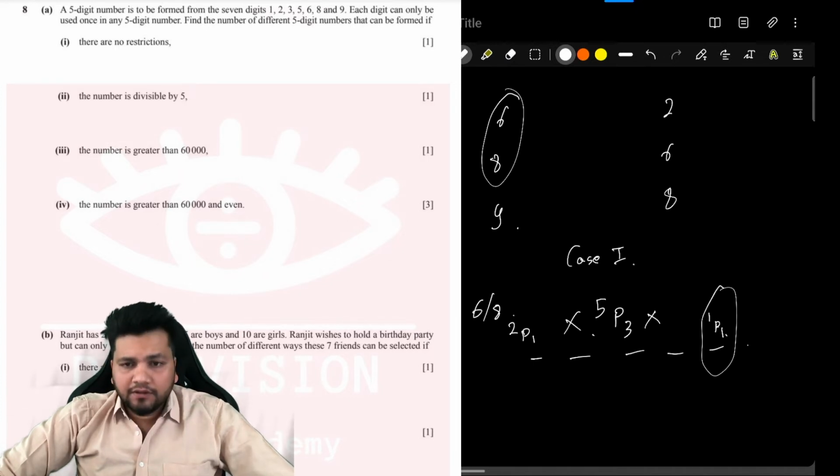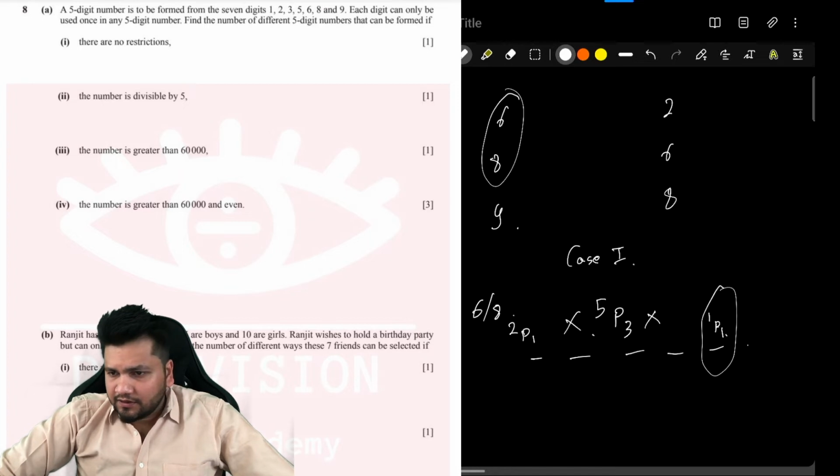See, we are doing this question. A 5-digit number is to be formed from 1 2 3 4 and so on. The number should be greater than 60,000. Whenever it's a 3-marker or 4-marker question, we'll have to form cases. If I want a number greater than 60,000, then it should start with 6, 8 or 9, and it should end with 2, 6 or 8.